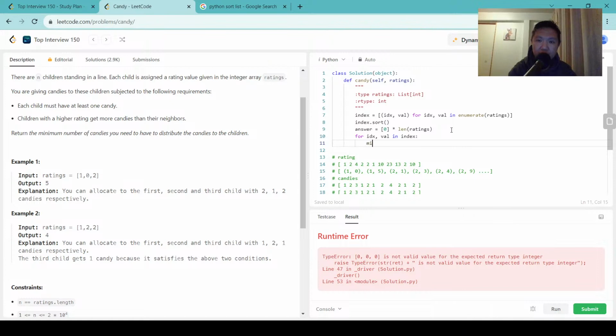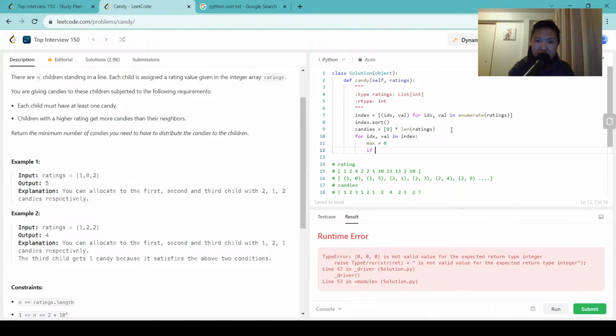Min equals, okay, we have to take the max. We find the maximum value of answer, let's just say candies. Maximum of candies and candies. So we take the maximum of the left and right. If they are both 0, oh no, we can't do this. Okay. So max equals to 0.